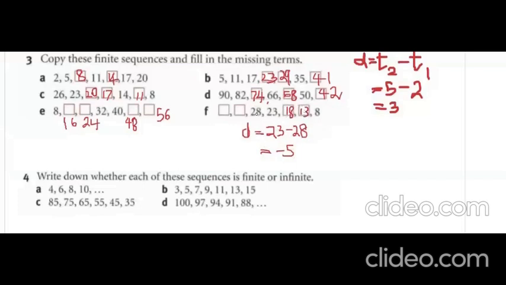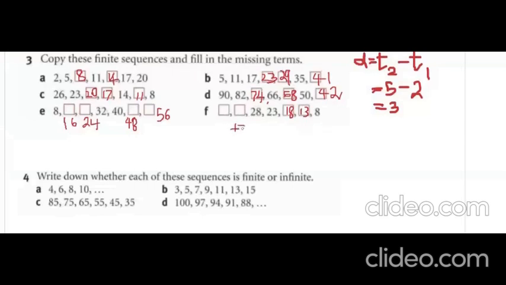If you want to go beyond this number 28, we need to add 5. Then only you can get the exact number. So the common difference is 5. To get the number before 28, we have to add 5 here.